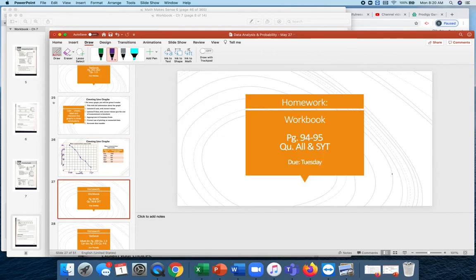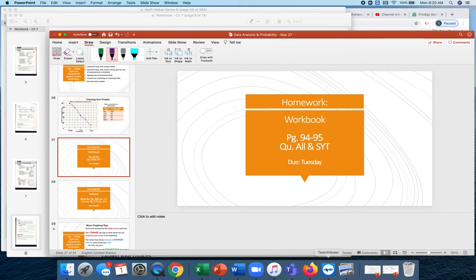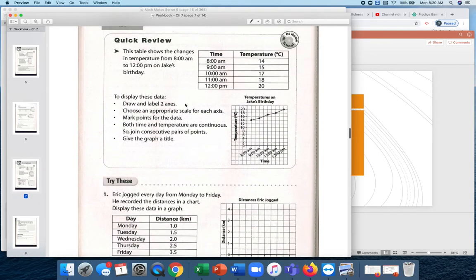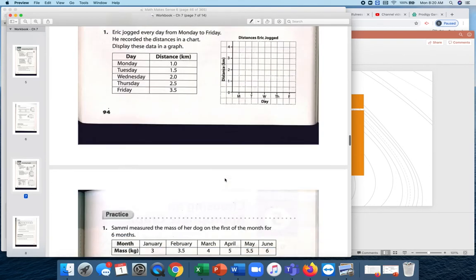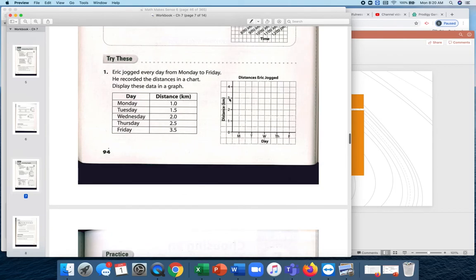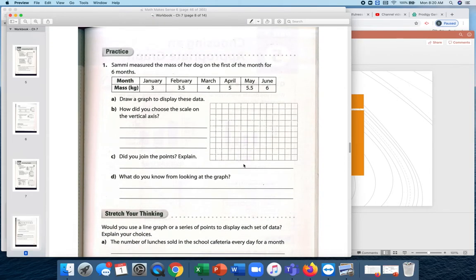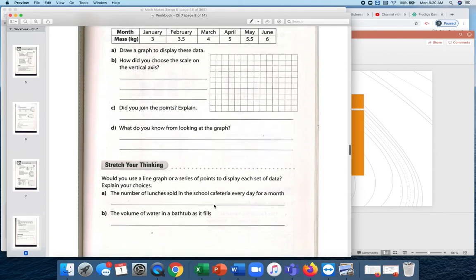All right, your homework today is the workbook, pages 94, 95, all of the questions, including stretch your thinking, which is this. Okay, so they give you a nice example. Draw this in. They already did the title and the labeling, right? You just have to plot the data and decide if you're going to connect it or not. Pretty easy. And then this one you need to do, okay? And then I also want you to do the stretch your thinking, okay?